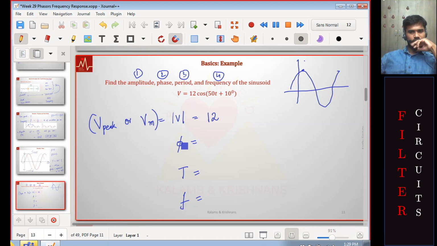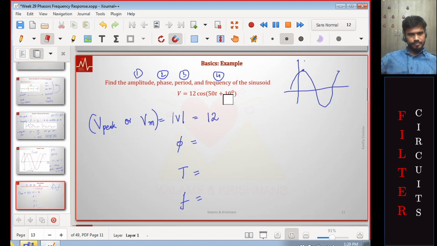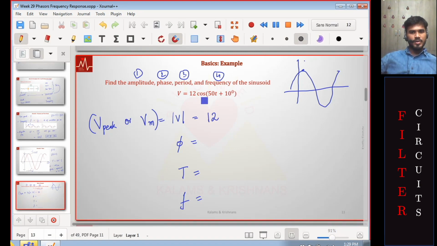Because you can write this as a sine, or you can keep this as a cos. And the angle here will change because there is a 90-degree difference between sine and cos. So which one should we use? Let's stick to cos for the time being. That is, even if something is given as a sine, you have to convert that to a cos. And then look at the phase there.